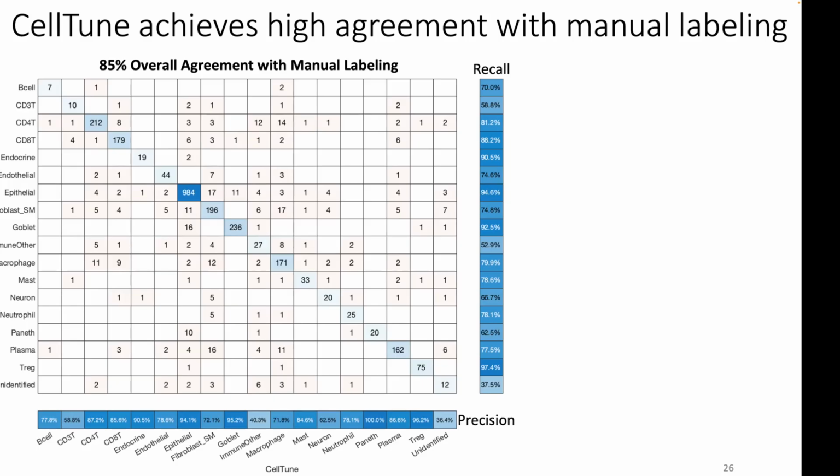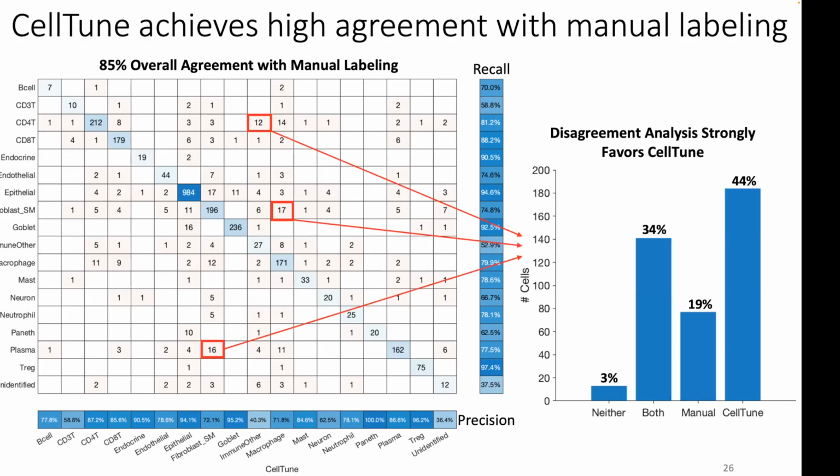But when we actually look at the cells where they disagreed and have another person go over those and say whether one is correct, the other, or both are okay because it's ambiguous. So we see that actually the CellTune predictions are better than just taking the one manual labeler in that case.